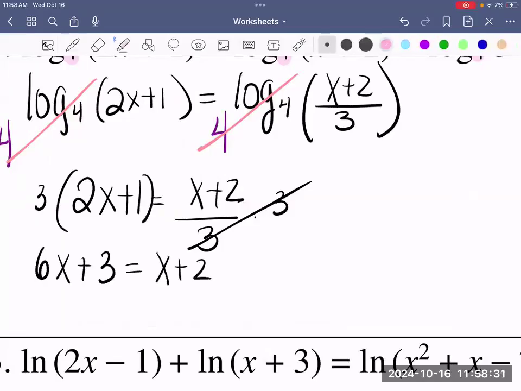And then you're solving as you would a linear expression. So let's go ahead and subtract x to the other side. We have 5x. Subtract 3 to the other side is negative 1. So x is equal to negative 1 over 5.